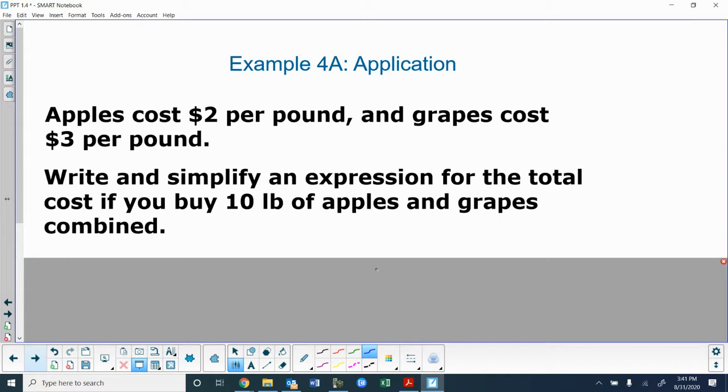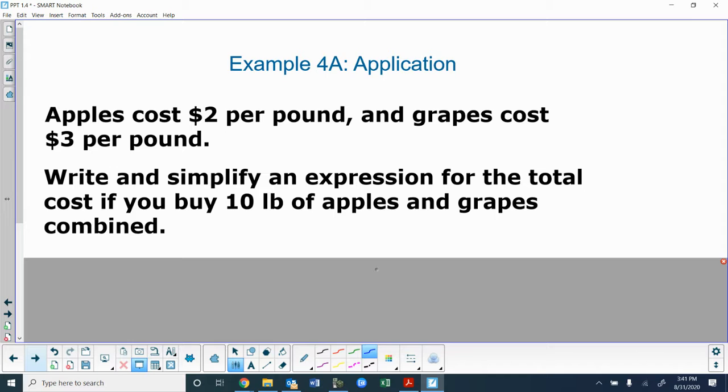So it says apples cost $2 per pound and grapes cost $3 per pound. Write a simplifying expression for the total cost if you buy 10 pounds of apples and grapes combined. All right, so they want you to write a single algebraic expression. So you need to make sure you're using a single variable. You can't use A for apples and G for grapes.